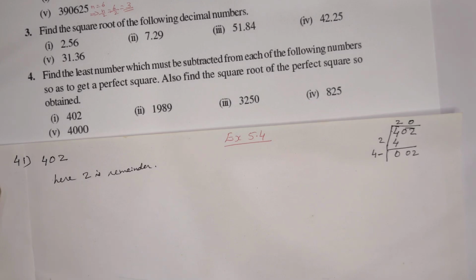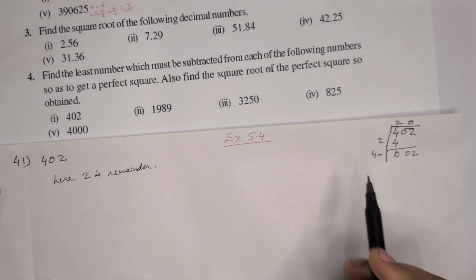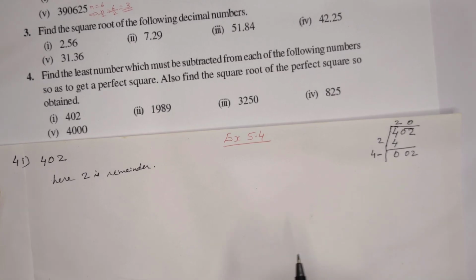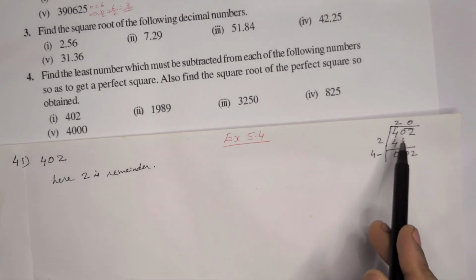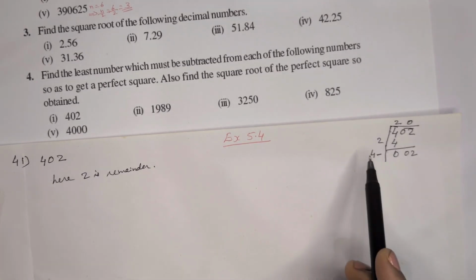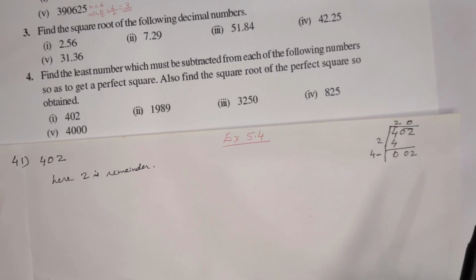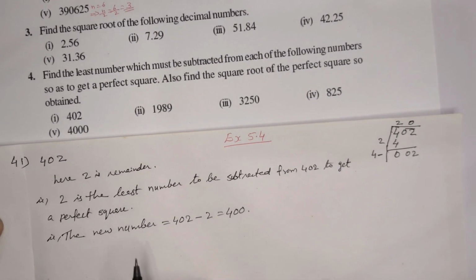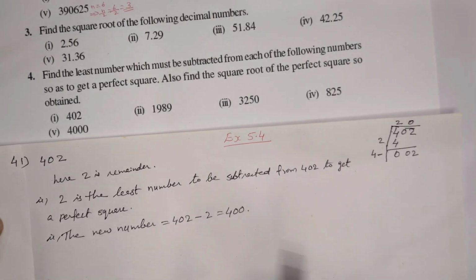Two is the remainder. So we can write 2 is the least required number to be subtracted from 402 to make a perfect square. When we subtract 2 from 402, it comes to 400, and that is a perfect square. That is, 2 is the least number to be subtracted from 402 to get a perfect square.